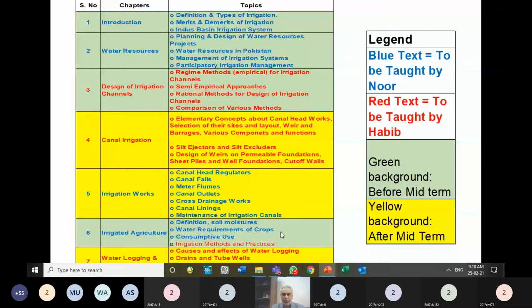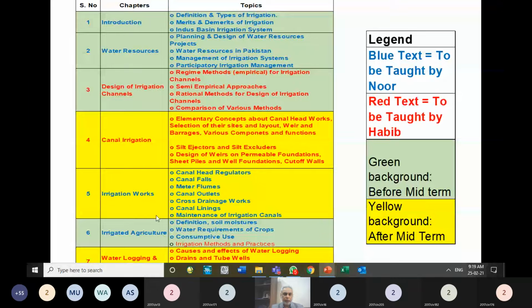And another thing which we will be telling you is the methods of irrigation, I think, and calculation of the crop water requirement. So these things will be covered prior to midterm, and after the midterm, canal irrigation structures like canal headworks, selection of the sites and layout, weirs and barrages. So these components will be covered in the after-midterm time period. Silt ejector, silt excluder, design of the weirs and the permeable foundation, things like that.